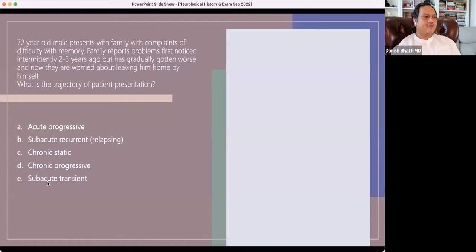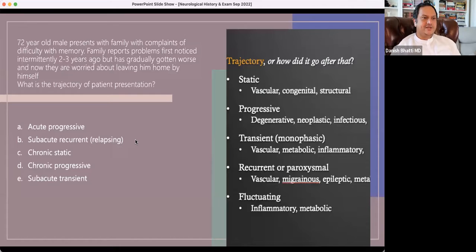transient. And of course, it cannot be subacute and transient because the problems are still there. It could be chronic and it's not static, but it is progressive. But it could be subacute recurrent, meaning the problem is coming and going, and it could be acute progressive. In an acute progressive situation, let's look at some of the definitions a little bit more. In an acute progressive trajectory, the progression is bad within days.